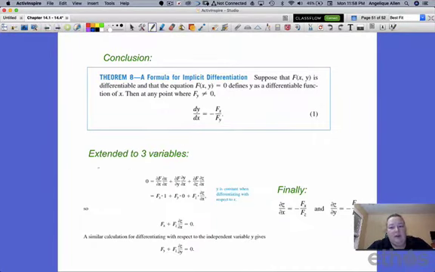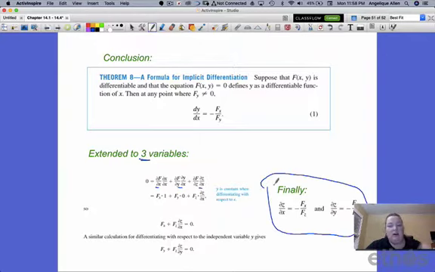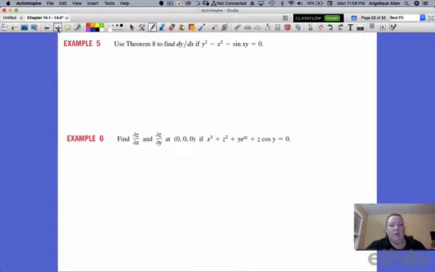By the way, this extends to 3 variables. If you have x, y, and z, you do have a very, very similar derivation, so I won't make you walk through it. But we'll have sample problems for both of these, so we want to remember them.